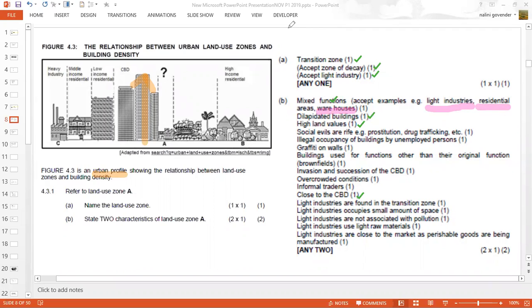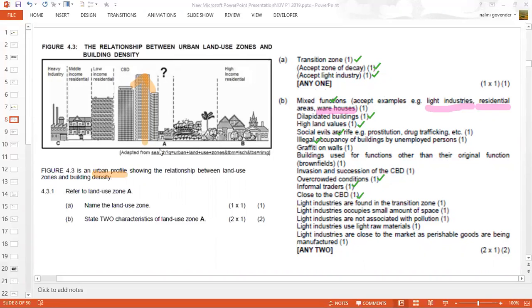This area is going to have lots of social evils. Examples: prostitution, drugging, gambling will be common in these areas. Areas are going to be overcrowded, because you'd find that you're saying here illegal occupancy. People that move from rural areas into urban areas, most often, have nowhere else to live. They are going to come and occupy these areas here. Informal traders are going to be found in this area. So you have plenty of characteristics of this particular land use zone, right?